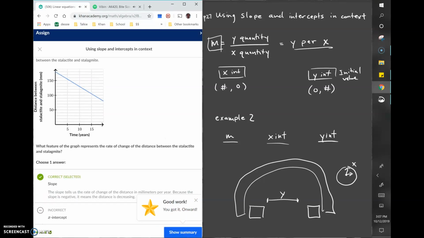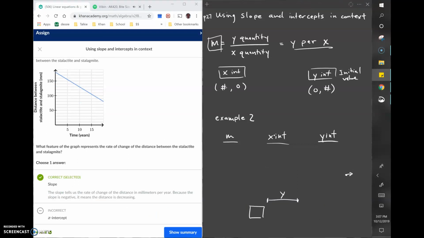That brings us to the fourth example. Go ahead and do the best you can. I would suggest trying to use some diagram to understand the problem, and then figuring out, is it asking for the slope, the y-intercept, or the x-intercept? Good luck.